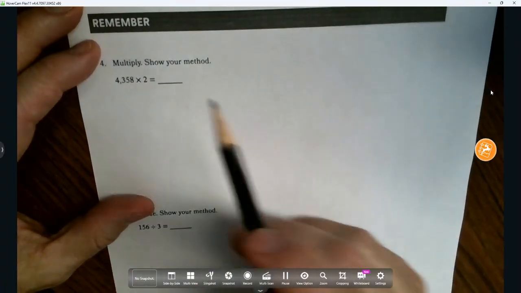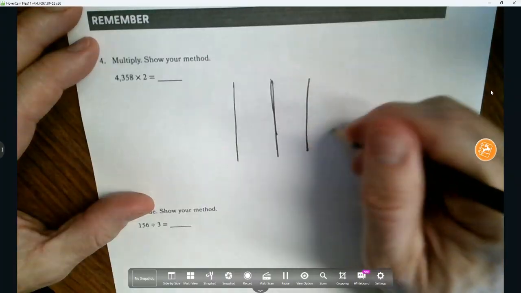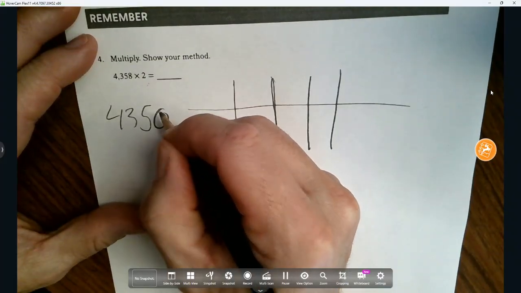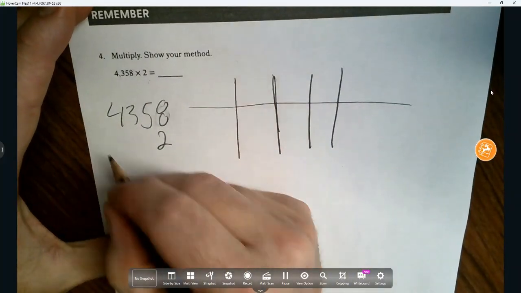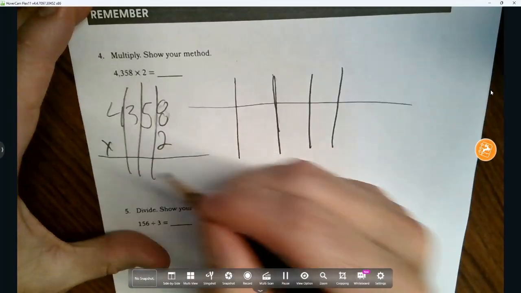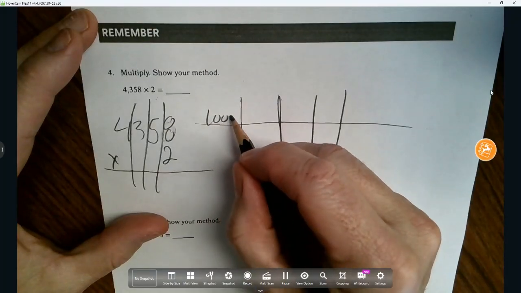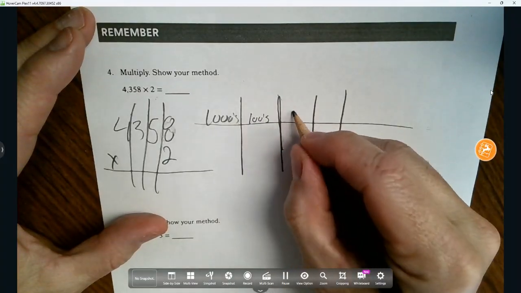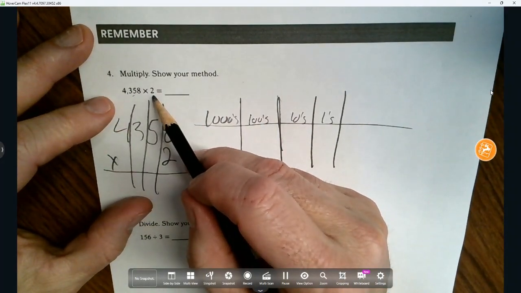All right, let's look on the back on page 148. Multiply and show your method. We're multiplying by 2. So I get to show the place value chart for multiplication, which I like. Parents, follow along at home as we go on this voyage together, after I learn how to make an 8. There we go. Keep these neat. All right. So show your method. We do however we want. So I want to do thousands, hundreds, tens, and ones.